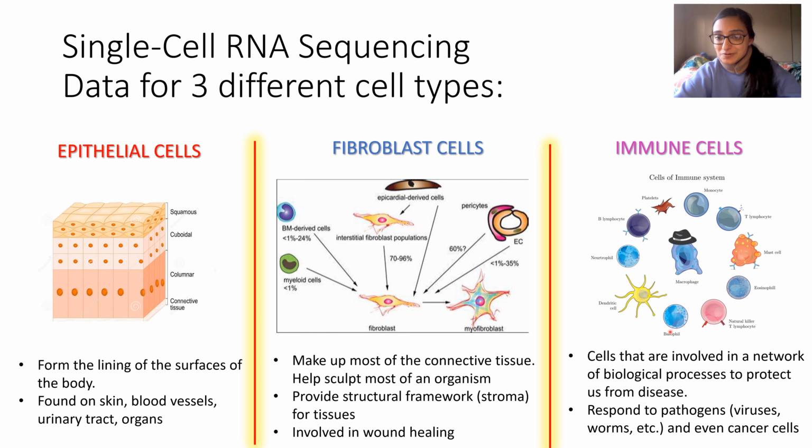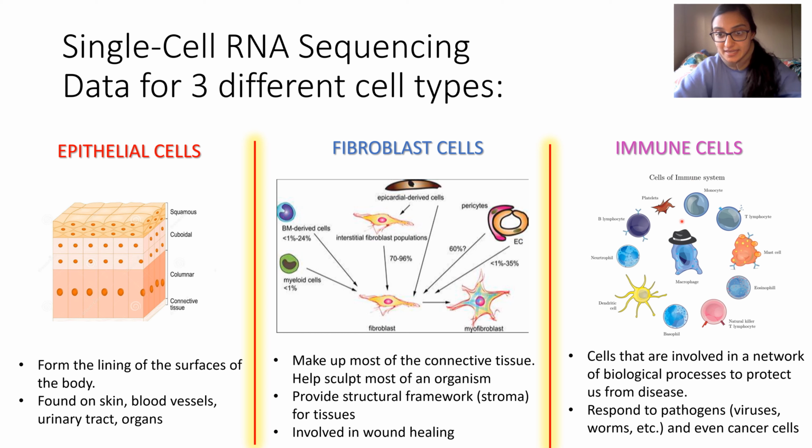Then we have these immune cells, which are involved in a network of biological processes to help protect us from disease. They respond to pathogens, viruses, worms, all that. I know right now it's coronavirus. We all are worried about the immune system and our immunity, right? And it's also involved in our response to cancer. And recently, we're even realizing that schizophrenia could be like an autoimmune disease.